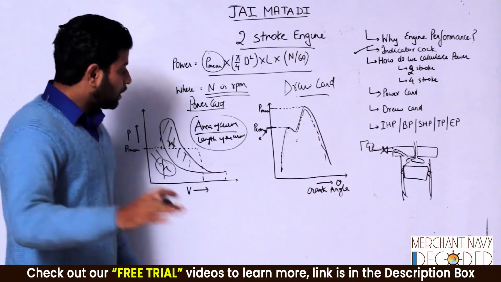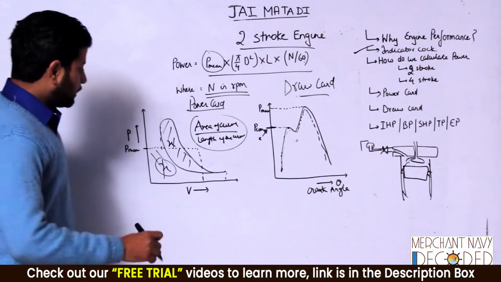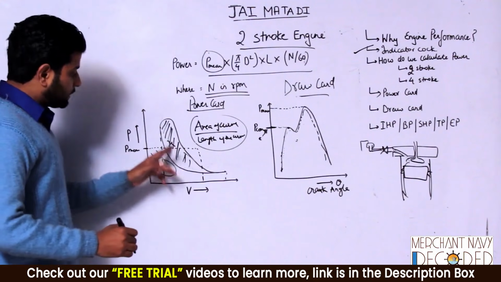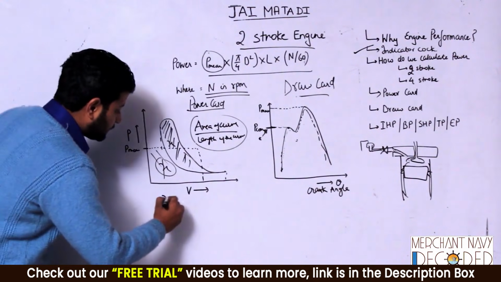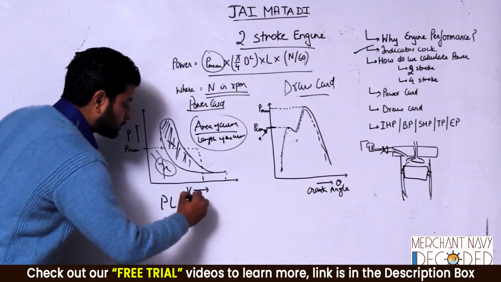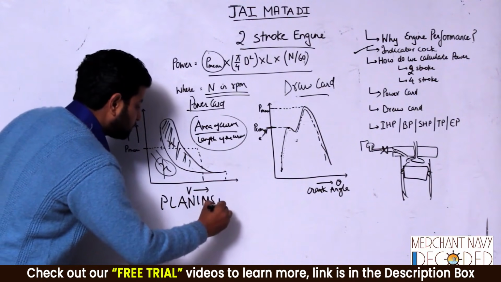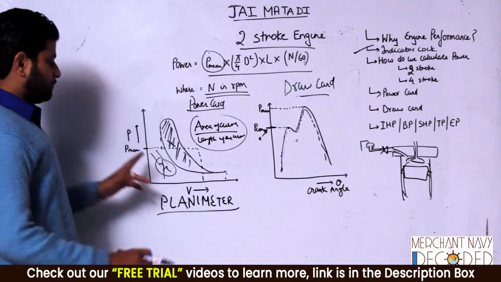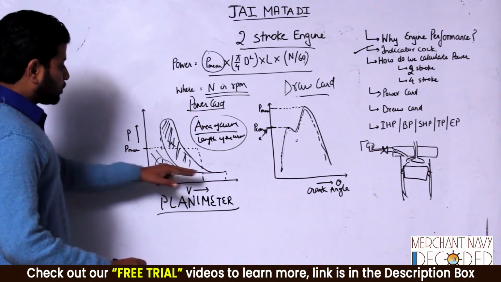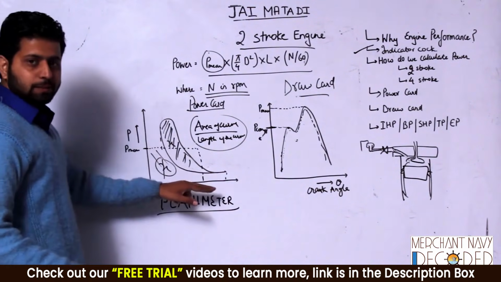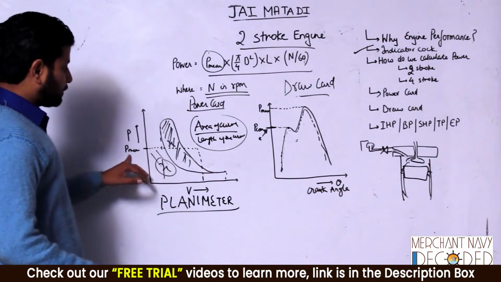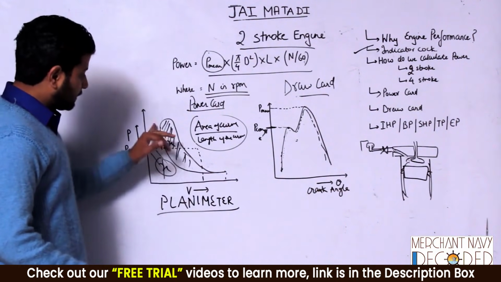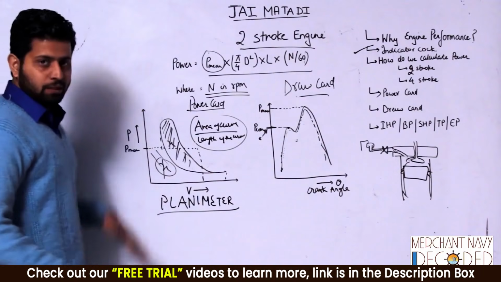Clear? Now I forgot to tell you one thing, guys. How do we calculate this area? We calculate this area by a device called planimeter. Now this is something that you have to remember. If at all you make this diagram and you tell me, sir, I have to calculate P mean, so I know I get a power card like this. So I need a constant pressure because the pressure is changing throughout the cycle. So I will calculate this area and divide by the length. I will get P mean.